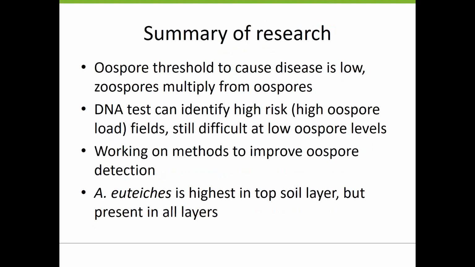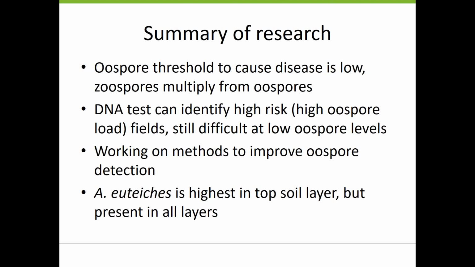So just for the summary of the research portion here, we do find that the oospore threshold to cause disease is low. It's lower than for other soil-borne pathogens. That's because of the nature of the disease cycle where the zoospores multiply from the oospores. And because that oospore threshold is fairly low to cause disease, it does make the DNA testing a bit more challenging because we are looking for fairly low numbers in the field. And so the DNA test is very good at identifying high-risk fields, or those fields that have a very high oospore load, but it is still difficult to detect at those low oospore levels.